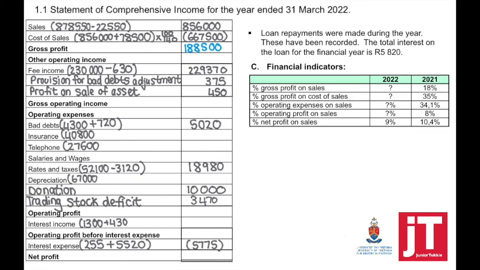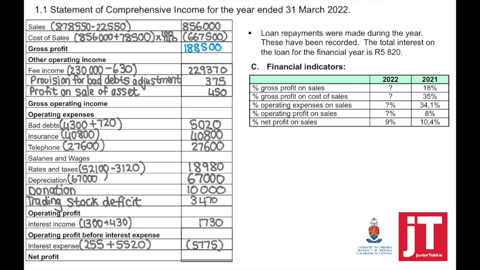So we've now done all the adjustments. And now look at all those empty spaces still. There's a reason why they provided the financial indicators to you. Now it's all about finding the missing pieces. So what can I solve? Interest income, insurance, there were no adjustment. Telephone, there were no adjustment. Salaries and wages had a question mark, which means that will be my balancing figure. Depreciation, there were no additional adjustments to that.